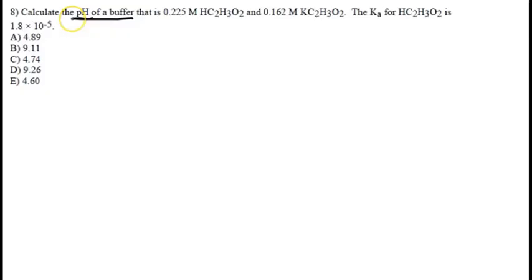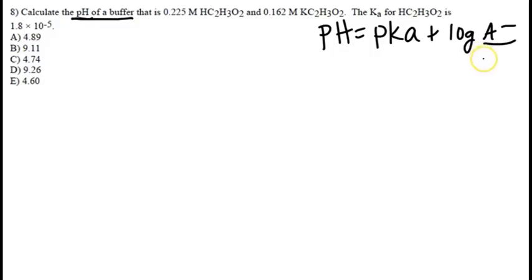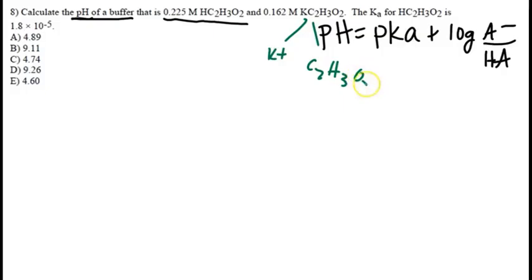If we're talking about the pH of a buffer, we know we can automatically use the Henderson-Hasselbalch equation, which is pH is equal to pKa plus the log of the conjugate base divided by the weak acid. Now they're telling us to calculate the pH of a buffer that is 0.225 molar of this weak acetic acid and 0.162 molar of this overall salt solution. When I disassociate this, I'm going to get K plus and the acetate ion. If I dissociate my weak acid, I get H plus and the acetate ion.